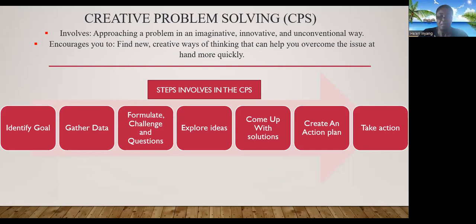The sixth step is to create an action plan. Having come up with a perfect solution, you need to create an action plan outlining implementation steps. Consider what resources you need and how long it will take you. Then write all of them down.